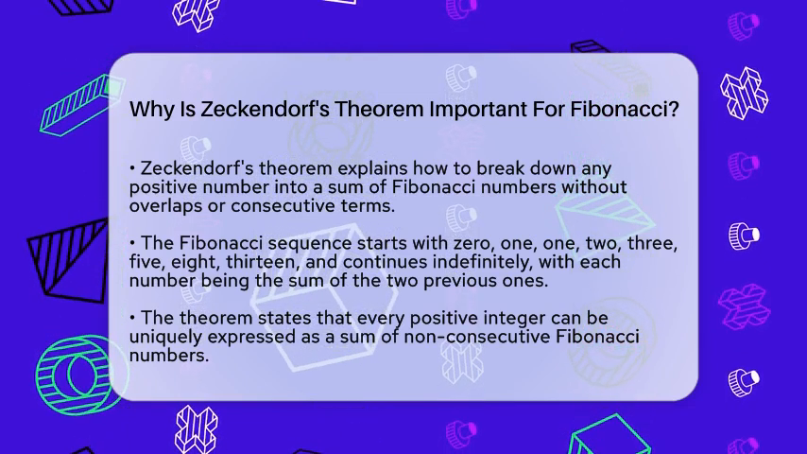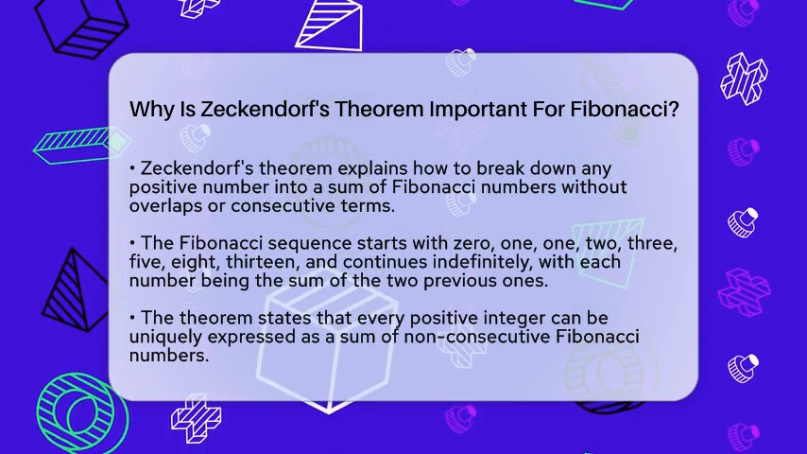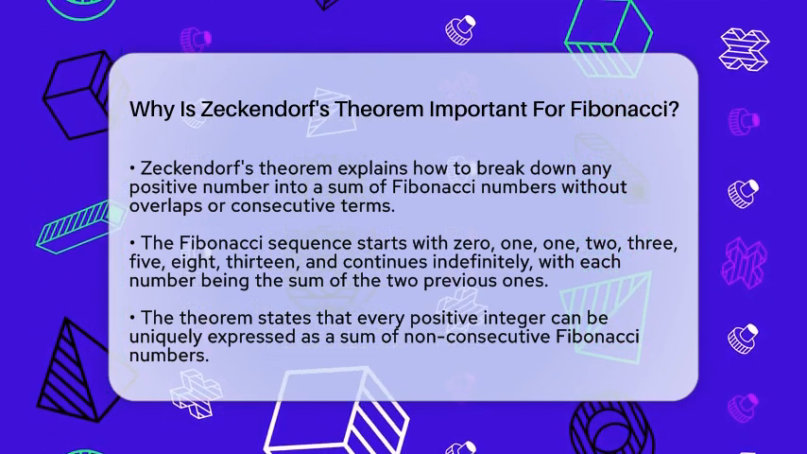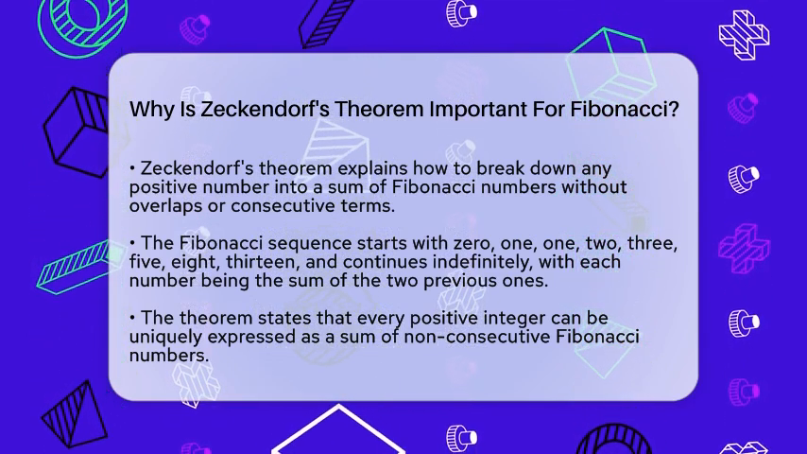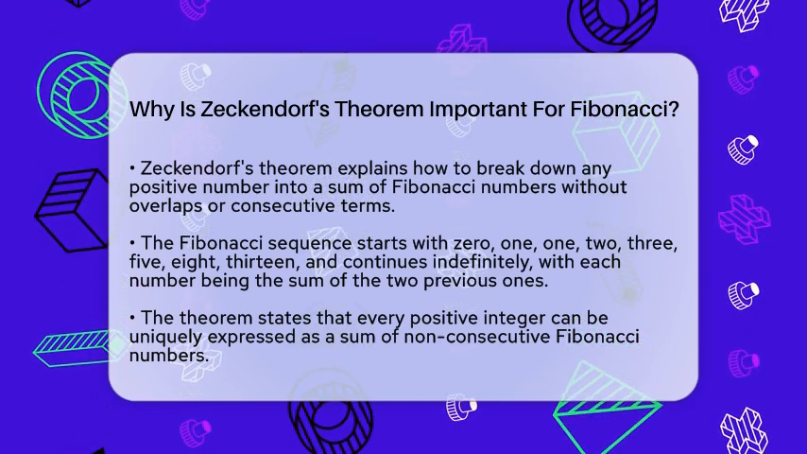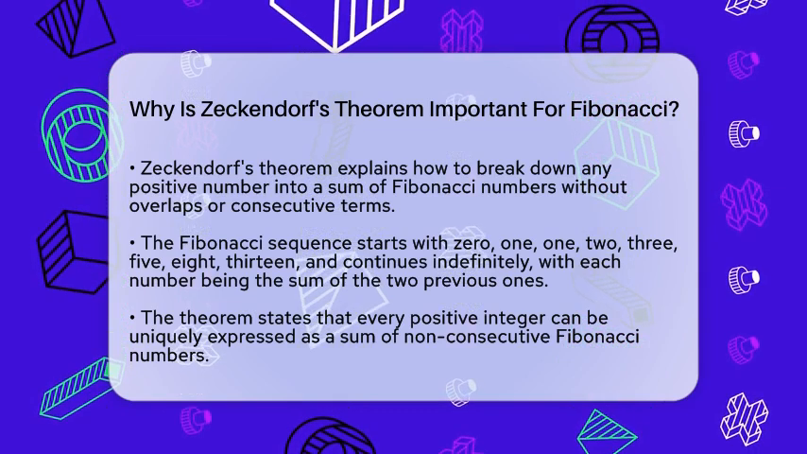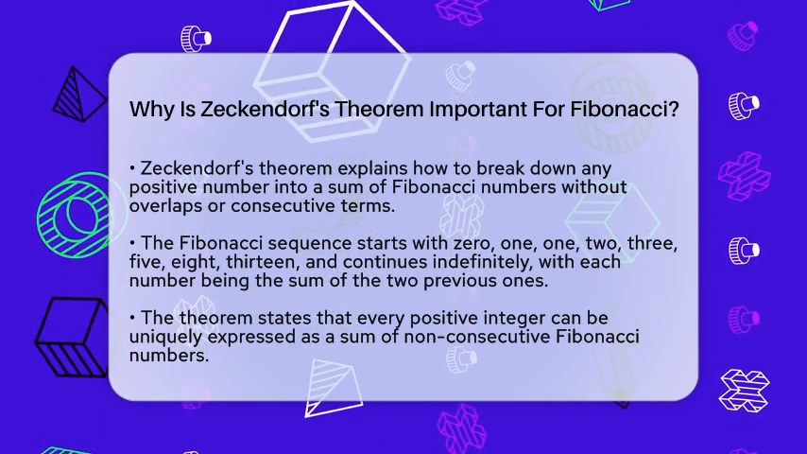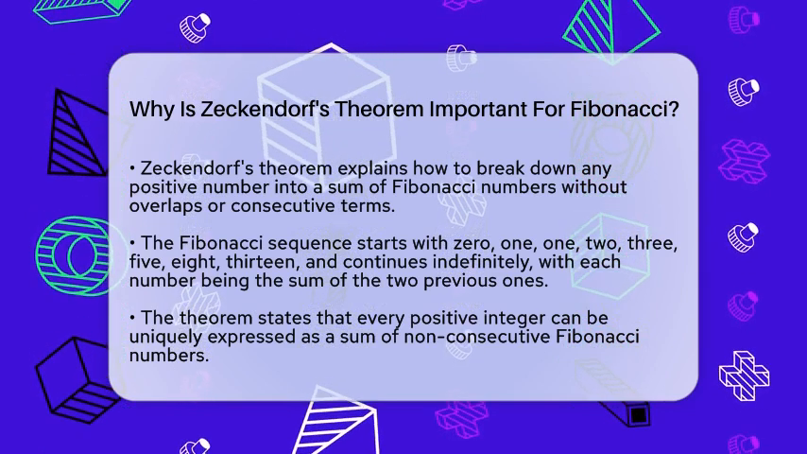But here's the twist. No two Fibonacci numbers in the sum are allowed to be next to each other in the sequence. This rule makes the way we represent numbers unique and easy to understand. Let's start with the Fibonacci sequence itself. It begins with 0, 1, 1, 2, 3, 5, 8, 13, and keeps going. Each number is the sum of the two before it.